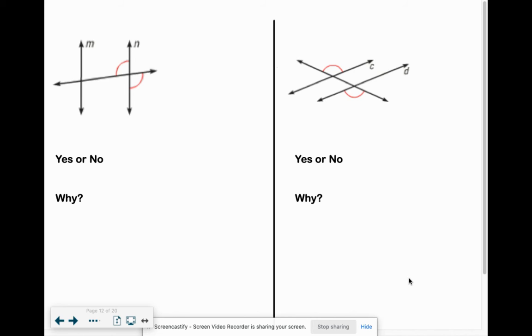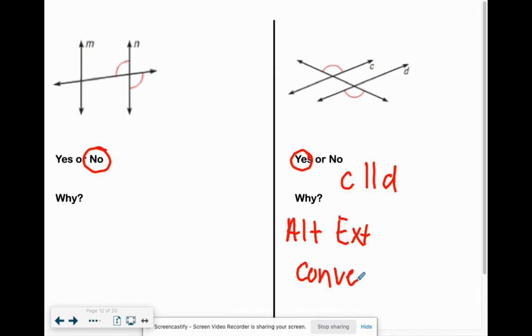But do vertical angles give us parallel lines? No. Nope. We need more information. Vertical angles don't show us lines are parallel. And that's what this one is too. Yes, alternate exterior. Good work. So what lines are parallel? And why? Alternate exterior angles, converse.